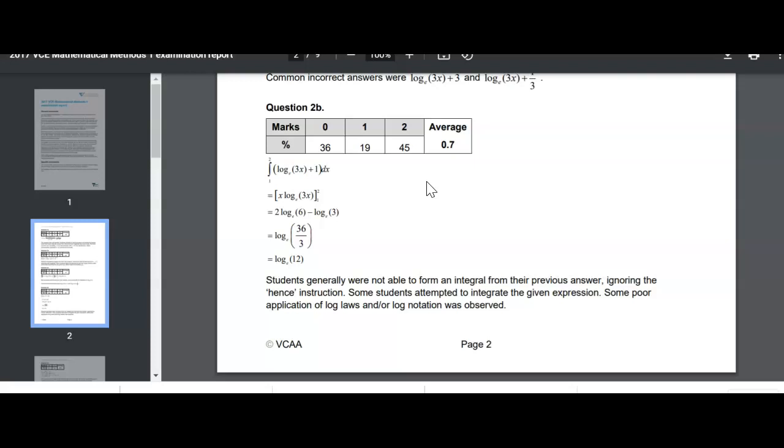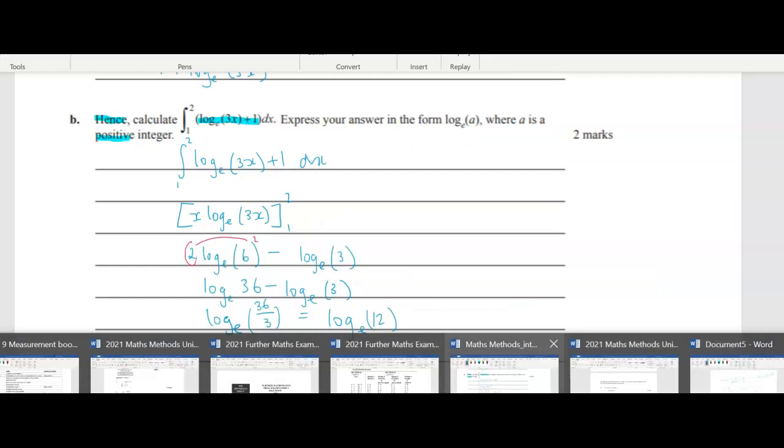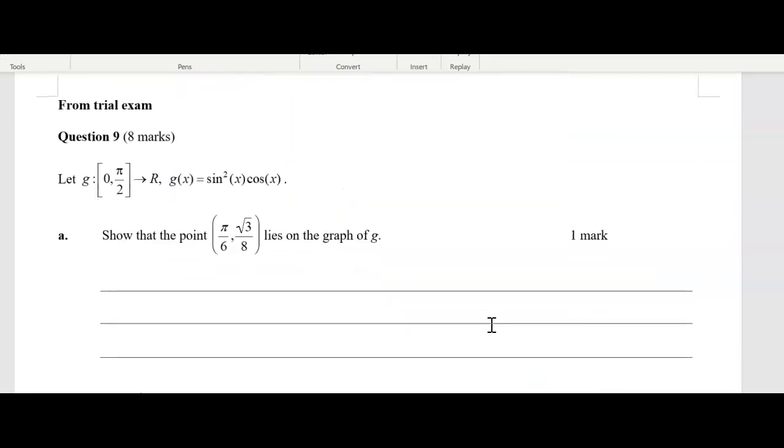Students generally were not able to form an integral from their previous answer, ignoring the hence instruction. Some students attempted to integrate the given expression, and some showed poor application of log laws. So you did need to know the log laws with that one as well. Okay, let's move on to the question from your trial exam.